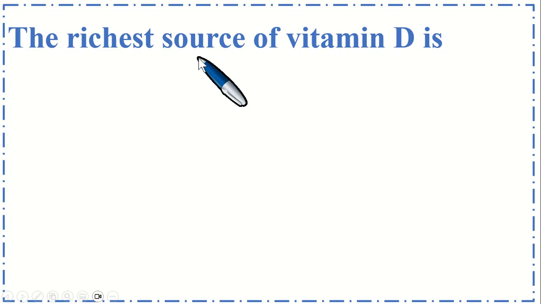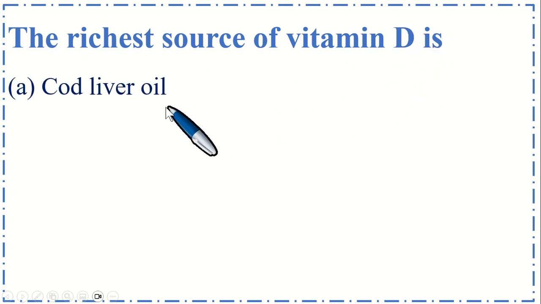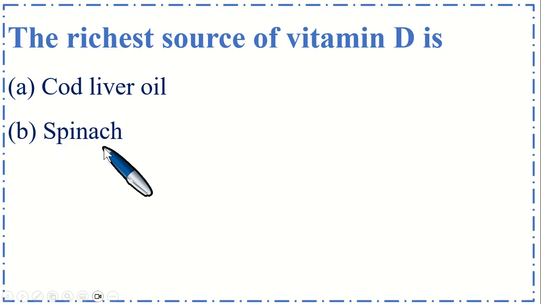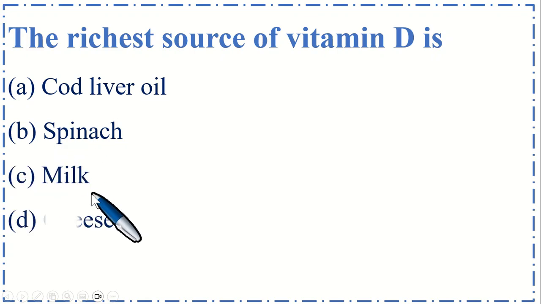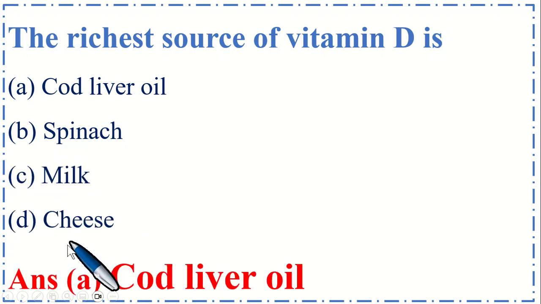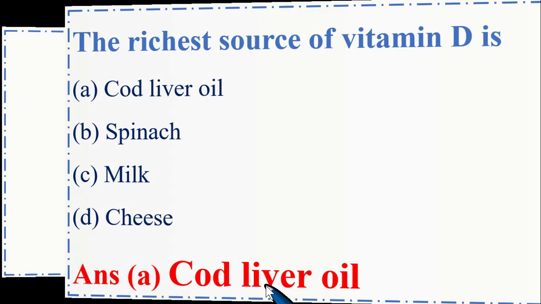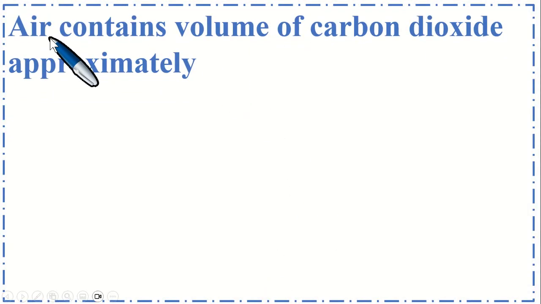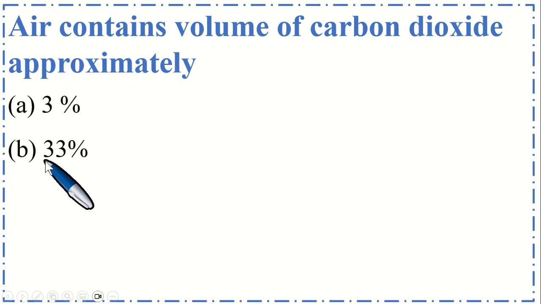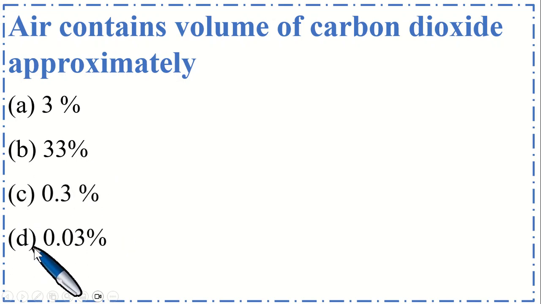The richest source of vitamin D is option A cod liver oil, B spinach, C milk, and option D cheese. So the correct option is A cod liver oil. Air contains volume of carbon dioxide approximately. Option A 3%, B 33%, C 0.3%, and option D 0.03%. So the correct option is D.